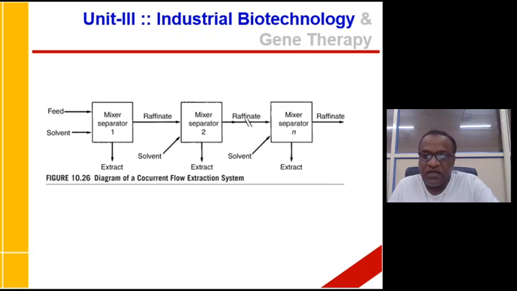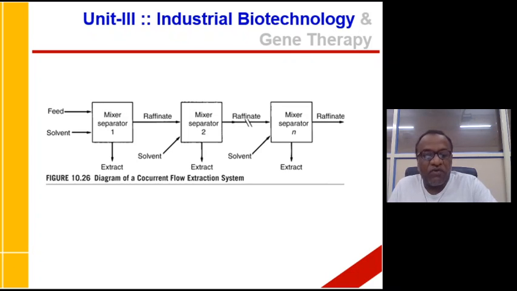So this figure, 10.26, is a simple diagram of a co-current flow extraction system. It is beautifully illustrated how the co-current flow extraction works. If you just carefully look at the figure, there are n number of mixer or separator vessels, that is 1, 2, and it continues to n. They are all in one line, and the raffinate goes from vessel 1 to vessel 2 and up to vessel number n.